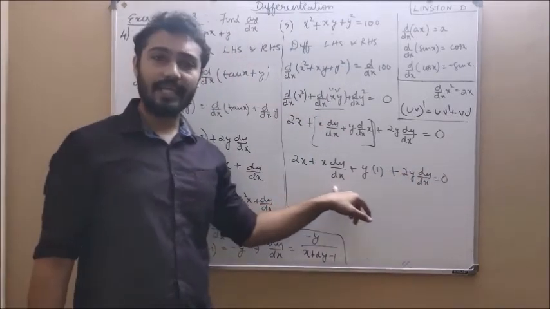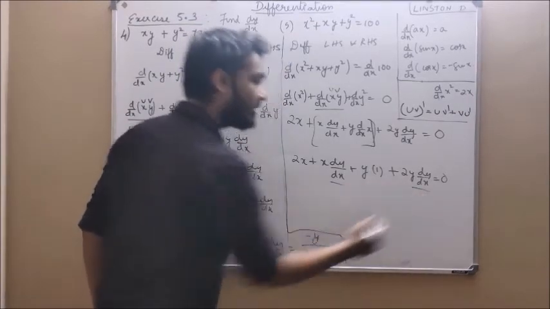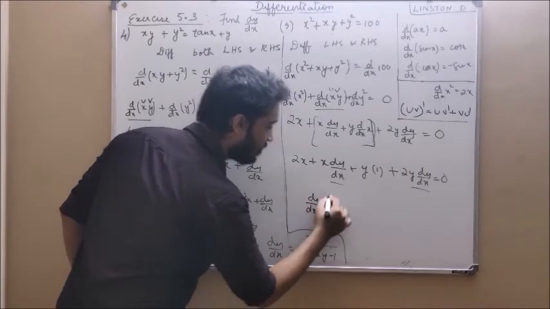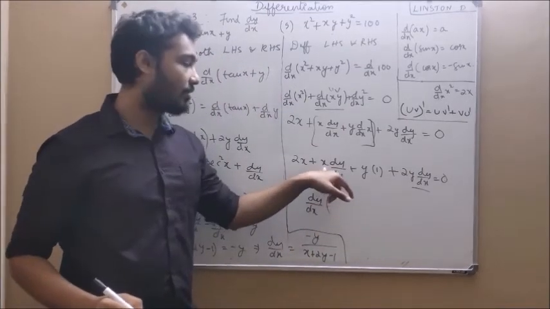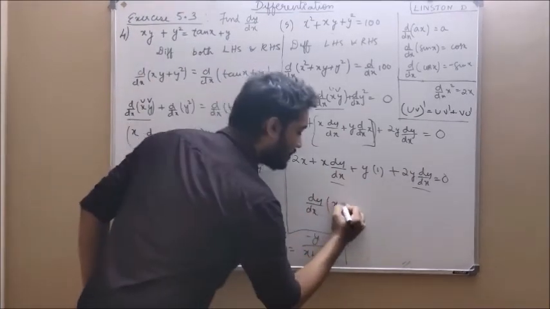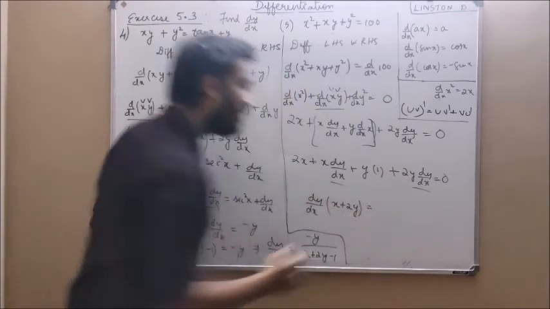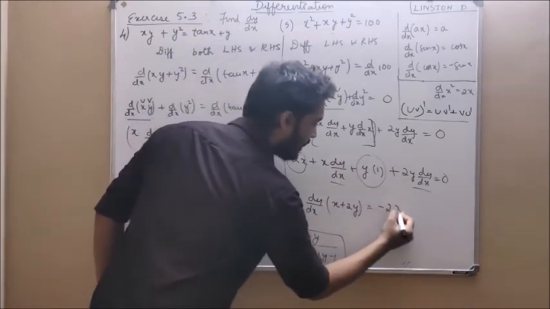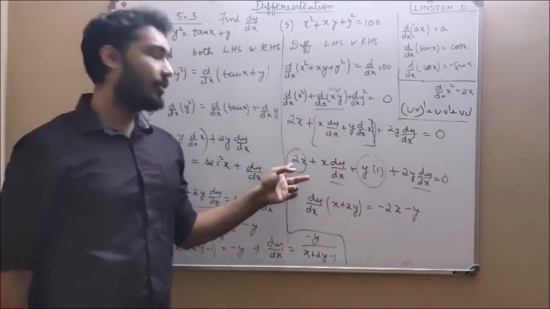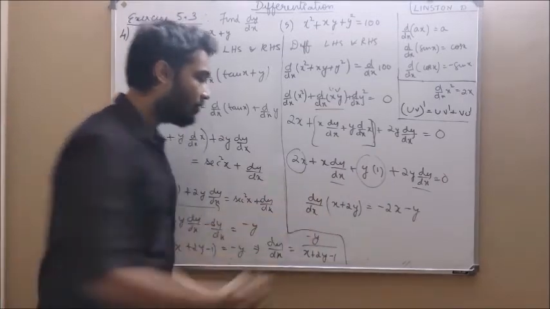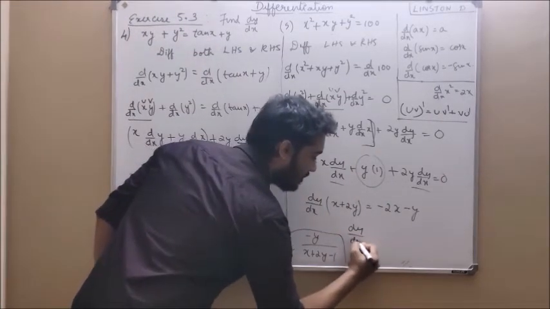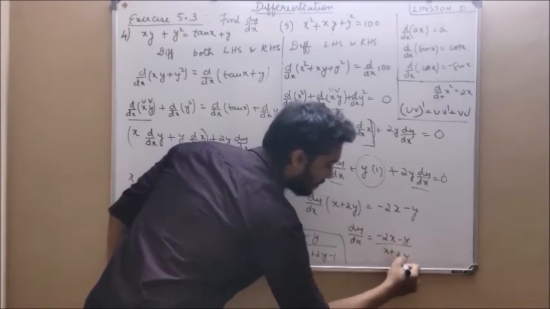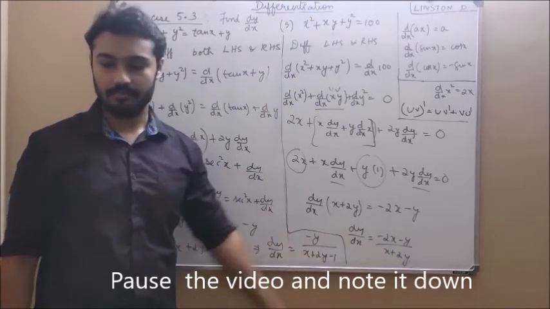Now we want dy by dx only. So these are the dy by dx terms. Take this together and take common. So dy by dx, what is there in this? We are taking common out. So x plus 2y equal to remaining terms. Remaining terms take to the other side. So it is minus 2x minus y. When you take this to the other side, it becomes minus. So now, what is dy by dx? dy by dx equal to minus 2x minus y divided by x plus 2y. So this is the answer.